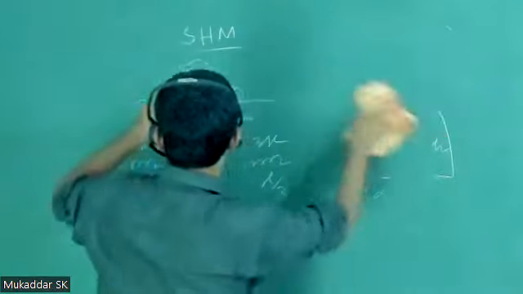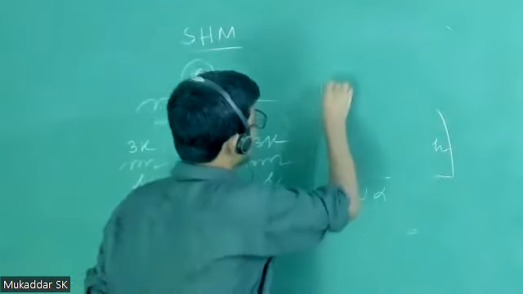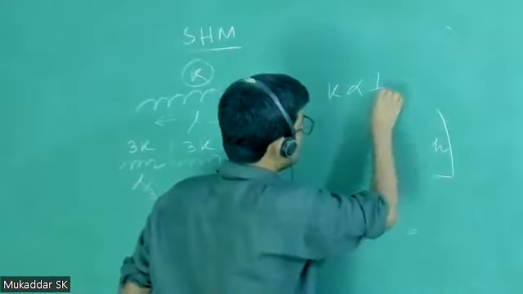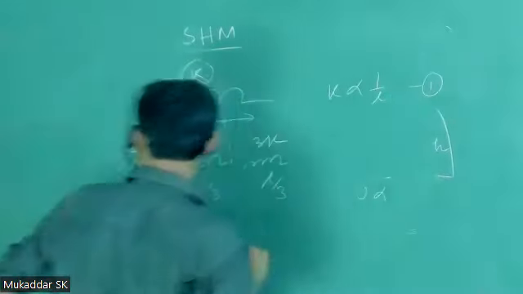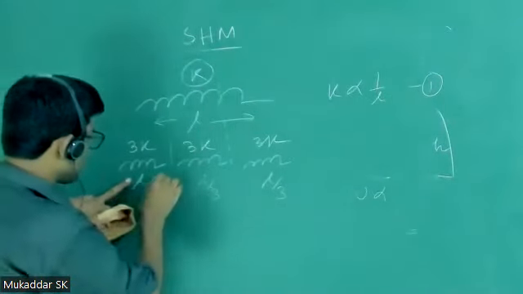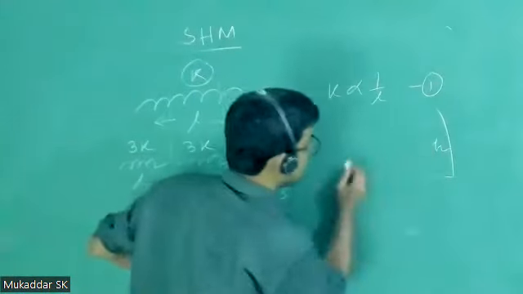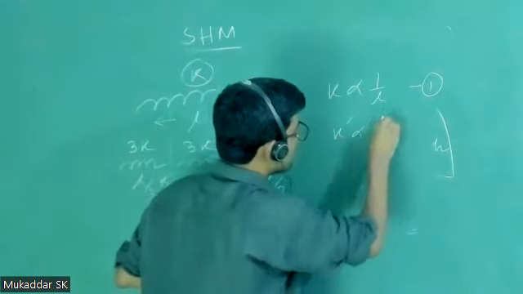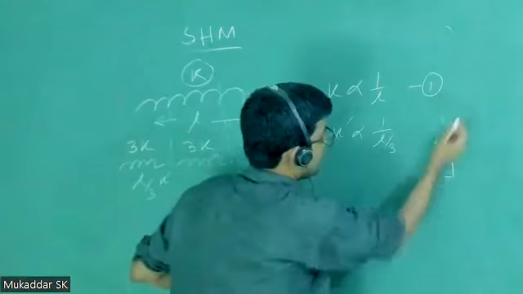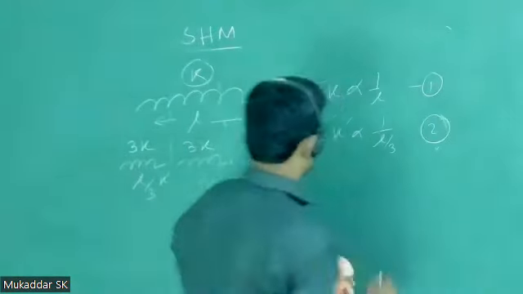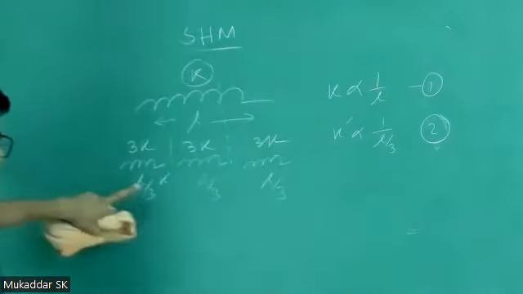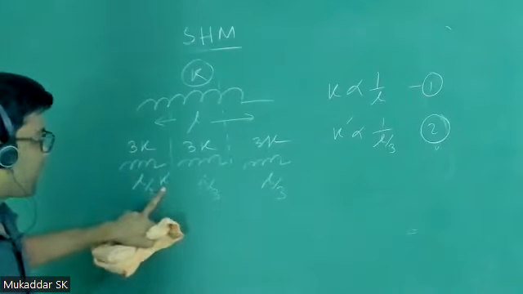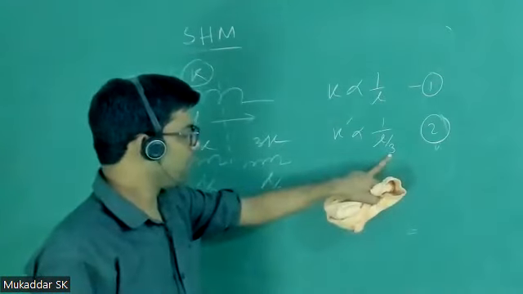In the first equation you can write k is inversely proportional to L. This is your first equation. And for this part, suppose you don't know the spring constant, so let us take this. You can write k prime is proportional to 1 by L by 3. So suppose this is your equation number 2. You are calculating the spring constant of this, which you have assumed to be k prime. So k prime will be inversely proportional to L by 3.